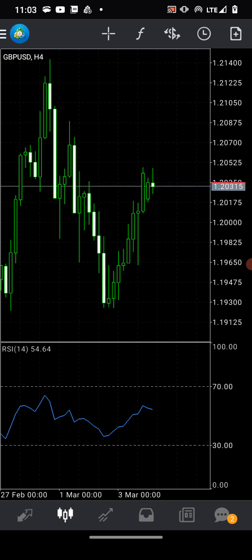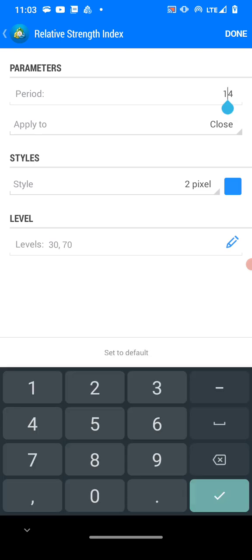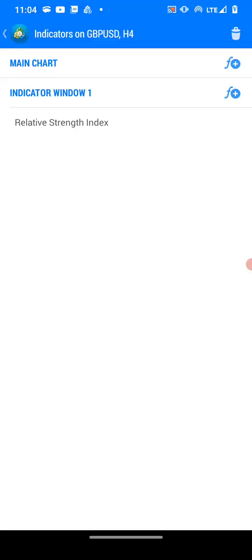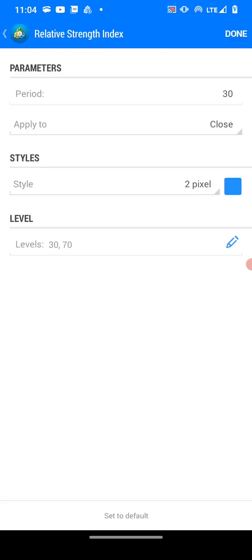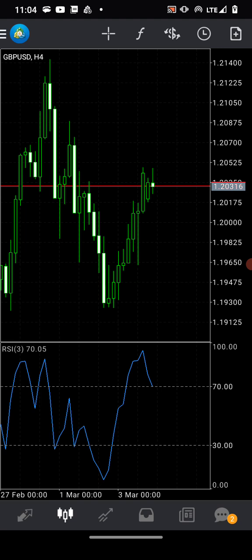Now watch this. I'm going to change the period variable from a 14 to a 30. A little bit different. Okay, let's go in here. Okay, let's change it to a 3. See, now that's an entirely different animal.